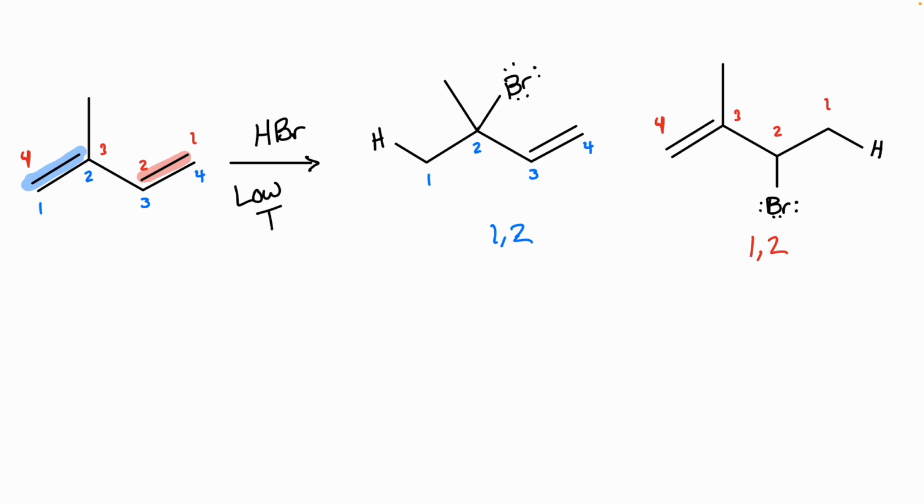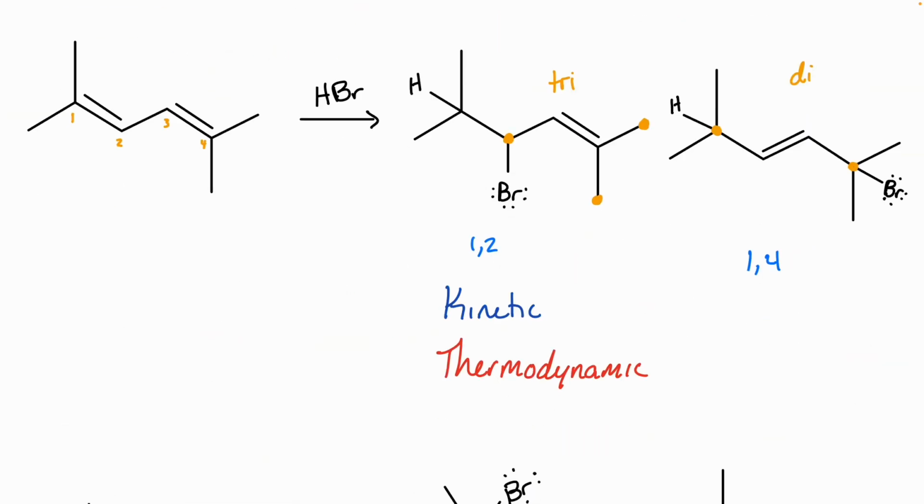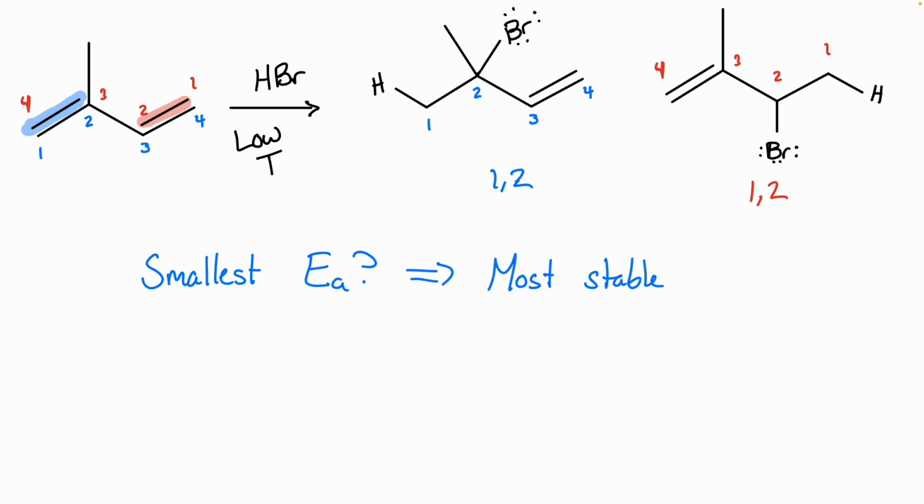All right, so which one of these is going to be my major product at low temperatures? Turns out that one is going to be more favorable than the other. Our kinetic product is always the 1,2, so it's definitely going to be one of these two. But I've got to think, which one is going to form the fastest? Which one has the smallest activation energy? Well, it's going to be the one with the most stable carbocation.